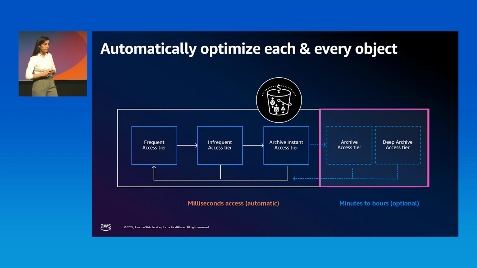So in summary, S3 Intelligent-Tiering can further optimize the storage costs. And if you have a use case where you have an unknown access pattern and you're not using S3 Intelligent-Tiering, trust me, this is probably the single best way that you can save money on your S3 storage costs.